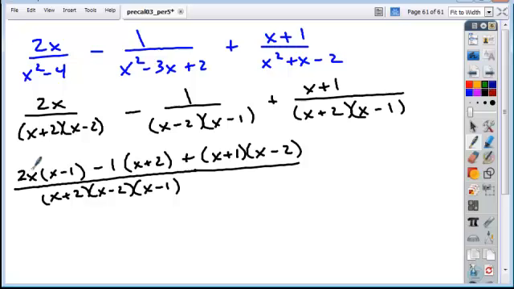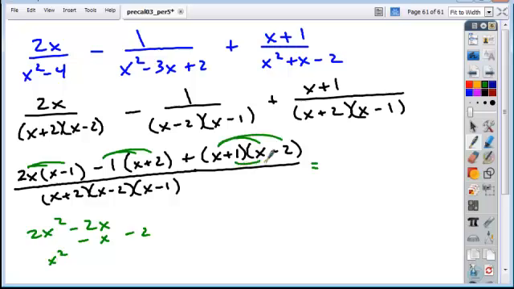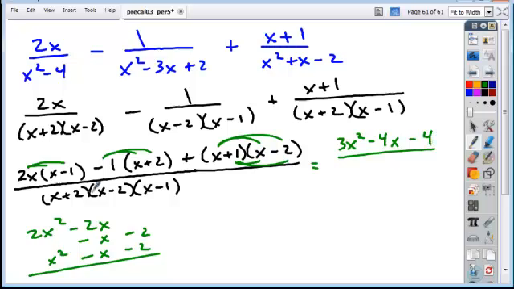So now as we go through this, we do need to expand. So we get 2x squared minus 2x, distribute the negative, minus x minus 2. And now we FOIL this. So we get an x squared. We get an outer of negative 2x plus 1x nets us negative x. And then our last is minus 2. So if we combine all these terms, we get a total of 3x squared minus 4x minus 4. Okay, and that's all over the set of factors here.